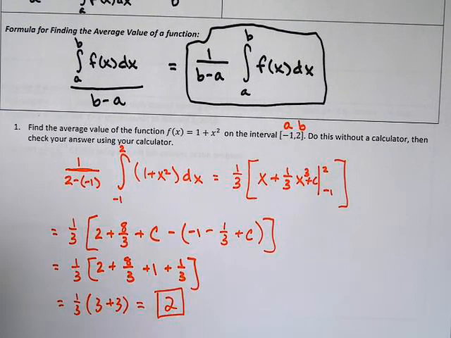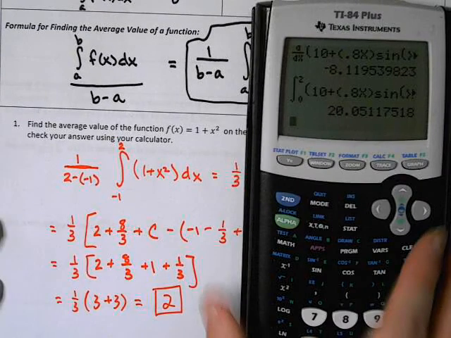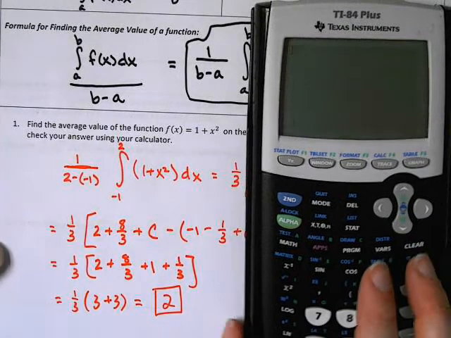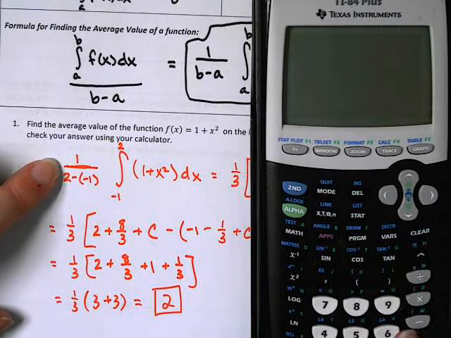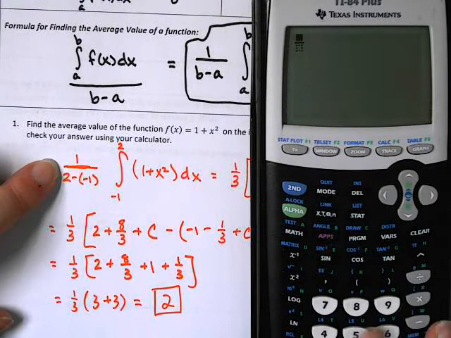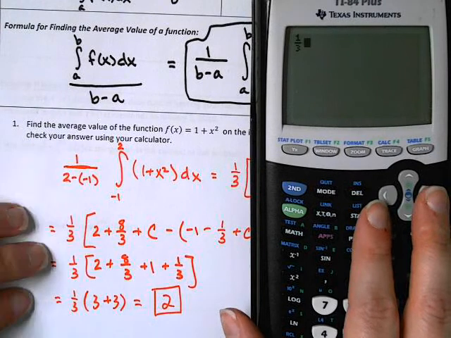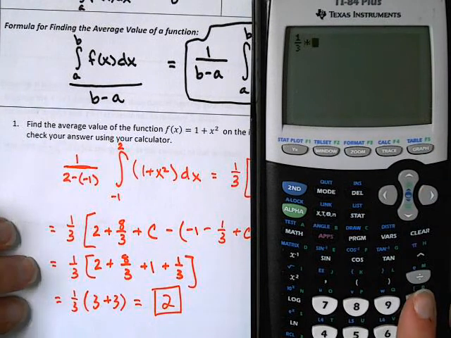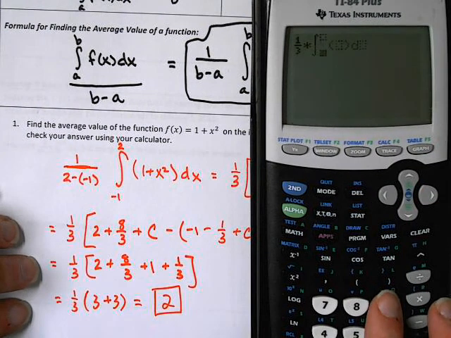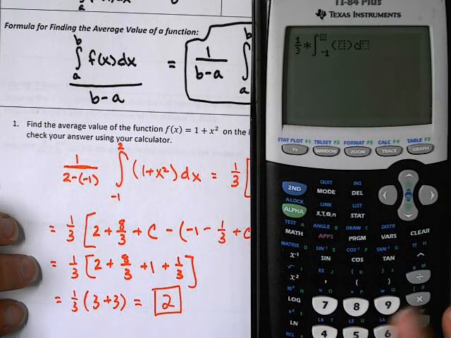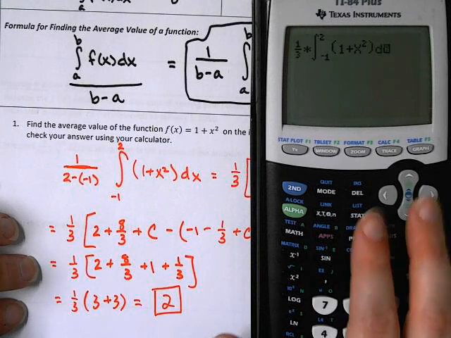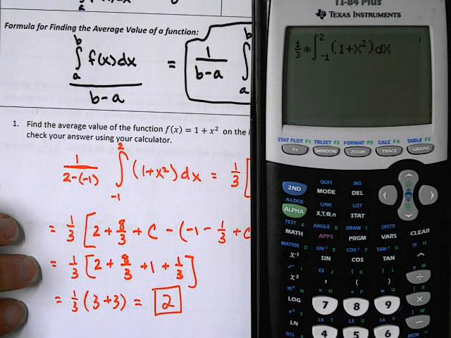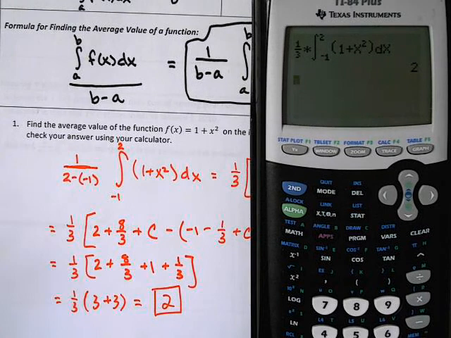And we're going to use our calculators to double check this. So I'm going to do alpha y equals for my fraction, and I'm going to do 1/3 because that much I can simplify on my own. And then we're going to do times, remember it's math 9 to get your integral, -1 to 2 of 1 plus x squared dx, and the answer is 2, so we know that we're right.